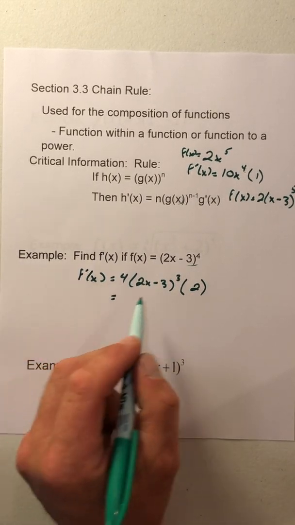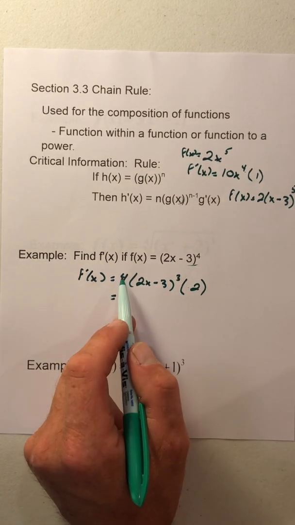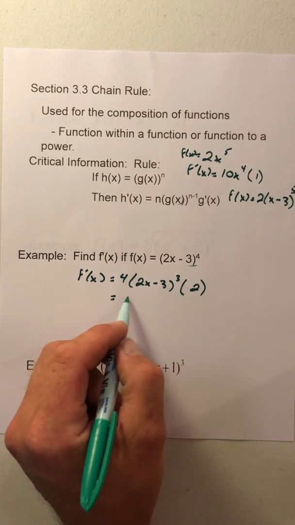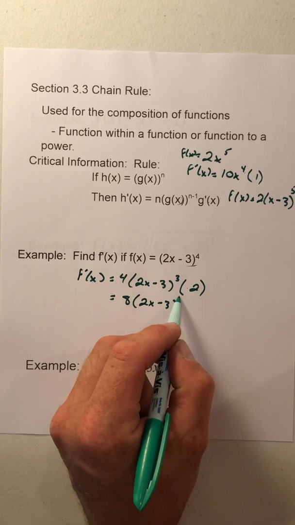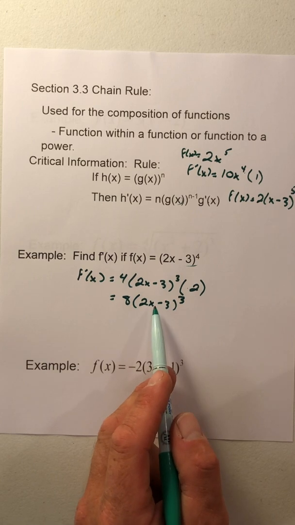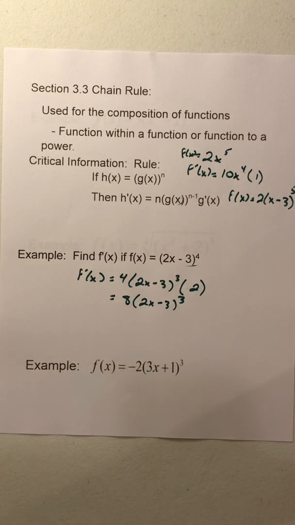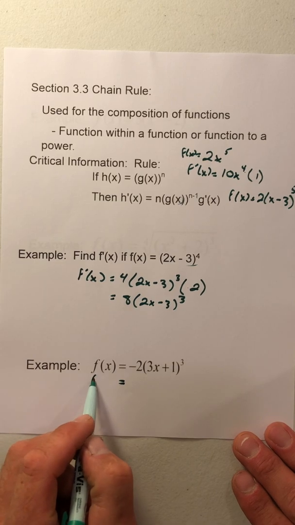The only thing we can really do at this point is to multiply these constants, 4 times 2, those two constants together to get 8 times 2x minus 3 to the third. And at this point, I would not ask you to multiply a quantity to the third out. It just becomes more work than we really need to worry about. We have bigger things to worry about, bigger fish to fry, they say.